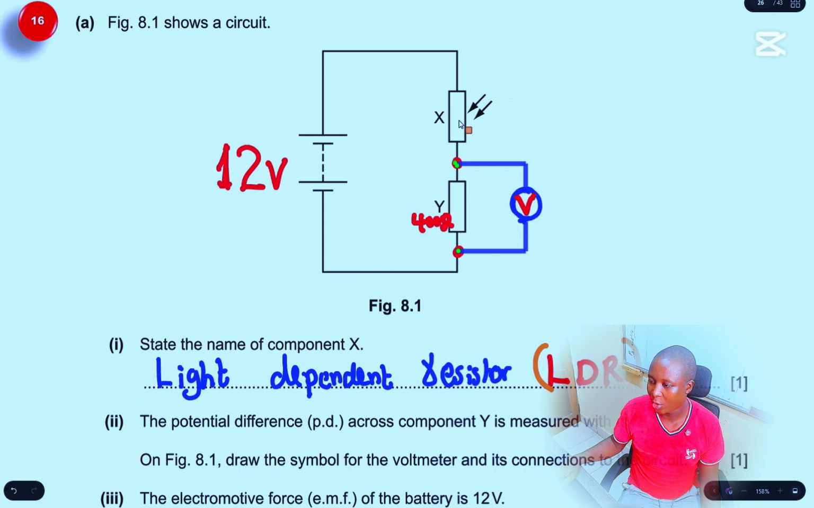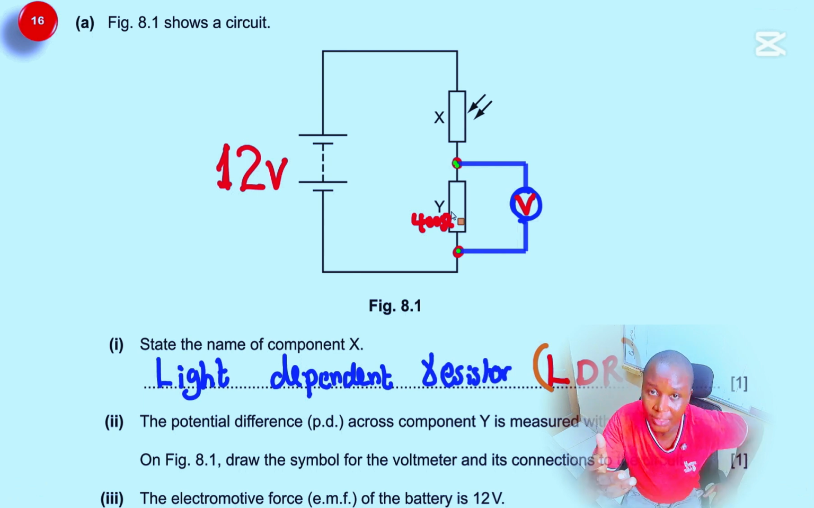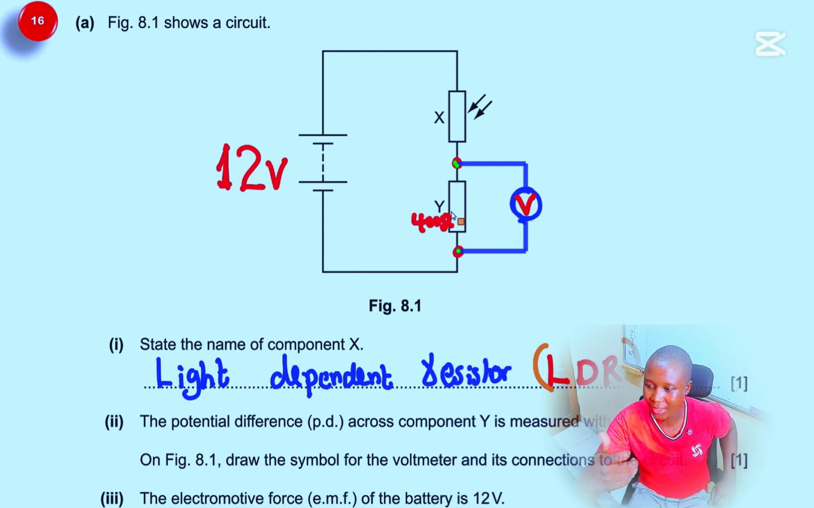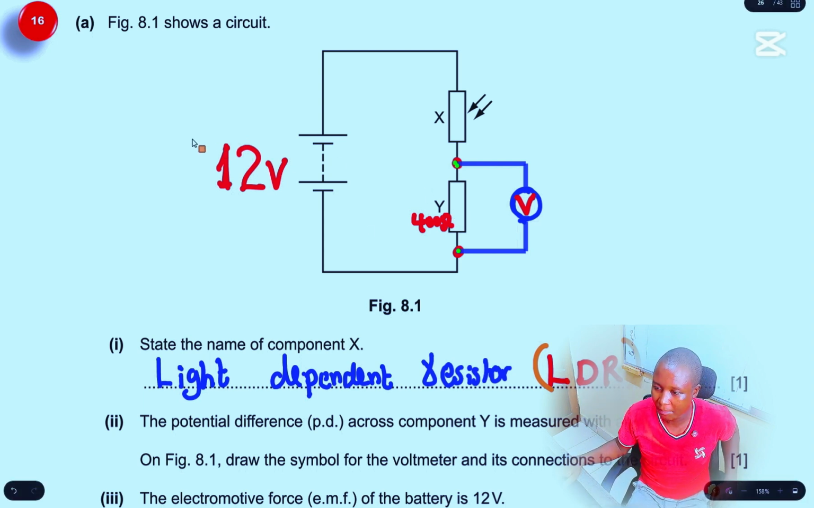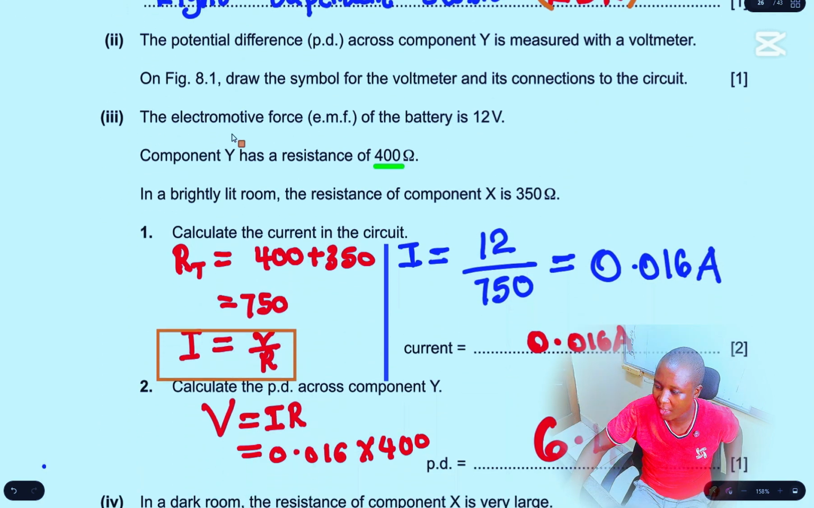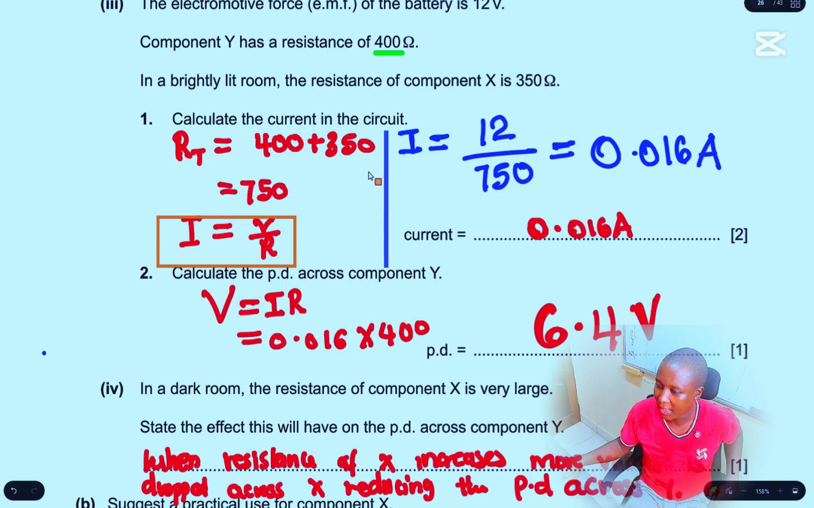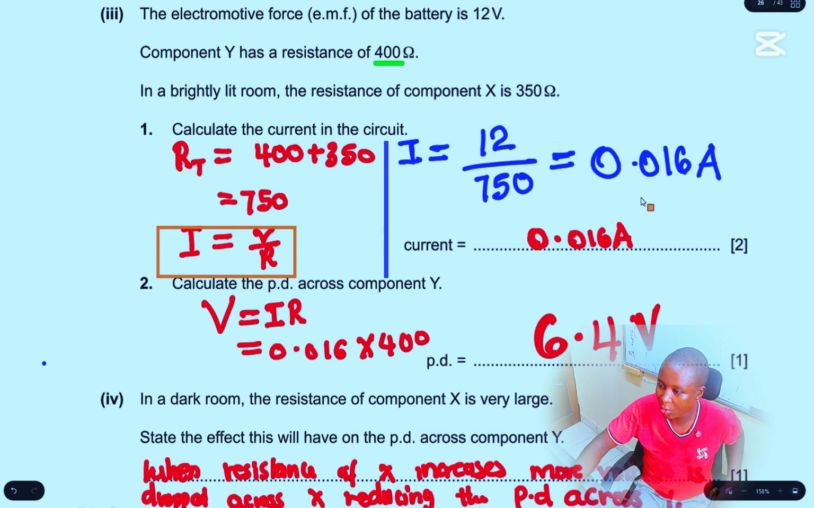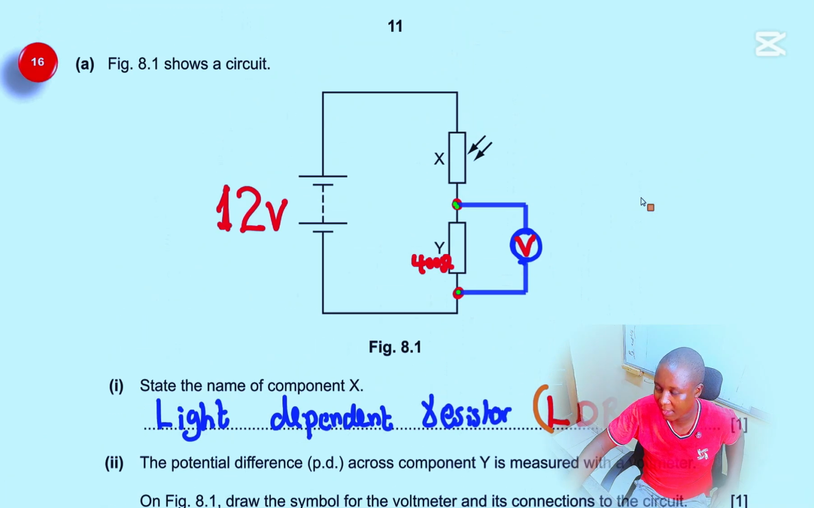Since we have been told this one is 350 and this one is 400, we can add them together because they're connected in series. The total resistance in this case is going to be 750. Now, since we also have the voltage, the EMF that was applied as 12, we can work out the total current in the circuit, and that is going to be 0.016. So that is the total current in this particular circuit.